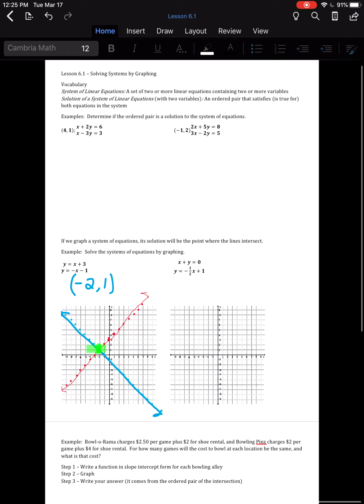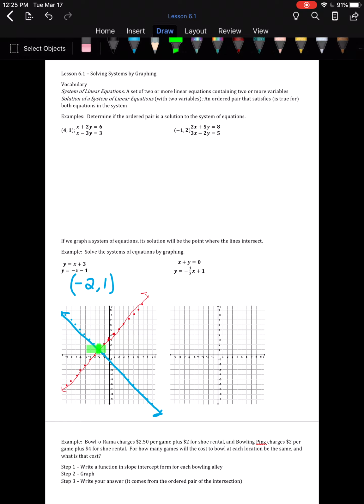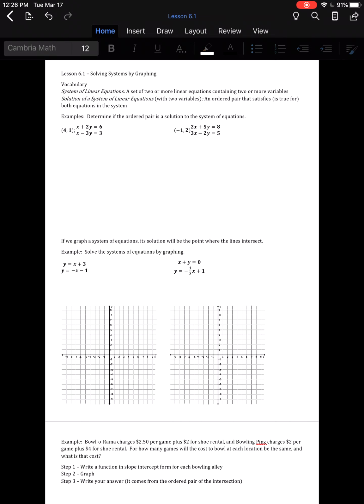Okay. Now let me be clear on this. While you're at home, do I mind you using Desmos to check your work? Absolutely not. Can I stop you from using it to do all your work? Again, no, I can't. But when we come back, I'm not going to take a lot of time to go over how to graph these lines. So you need to keep on top of this, guys. Otherwise, when we come back, life's going to hurt a little bit.